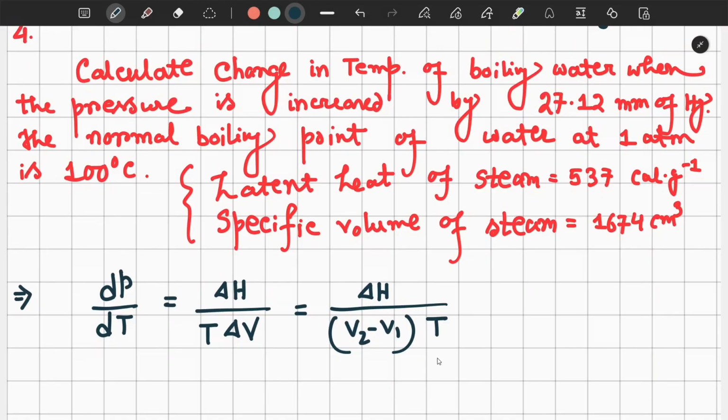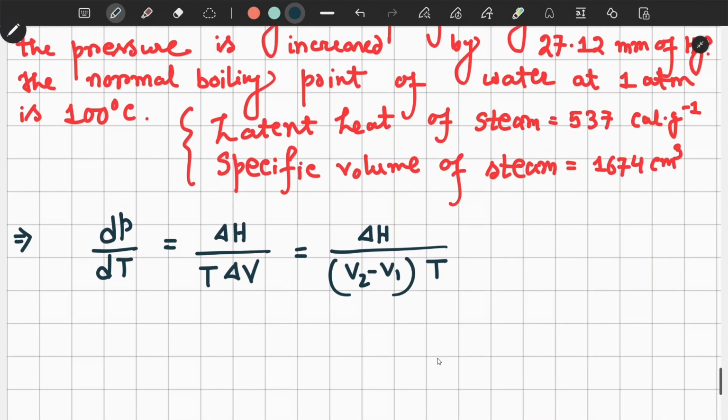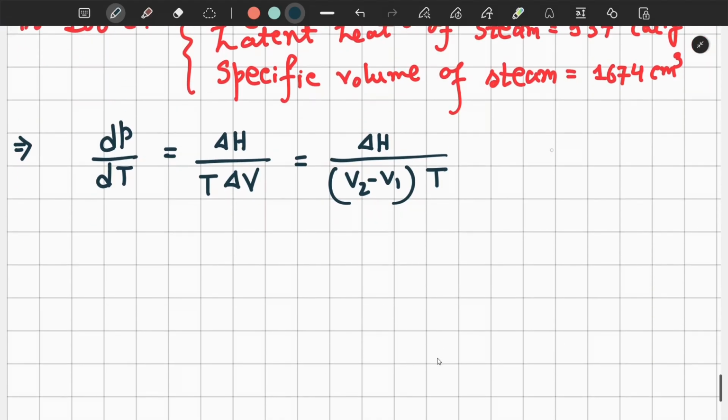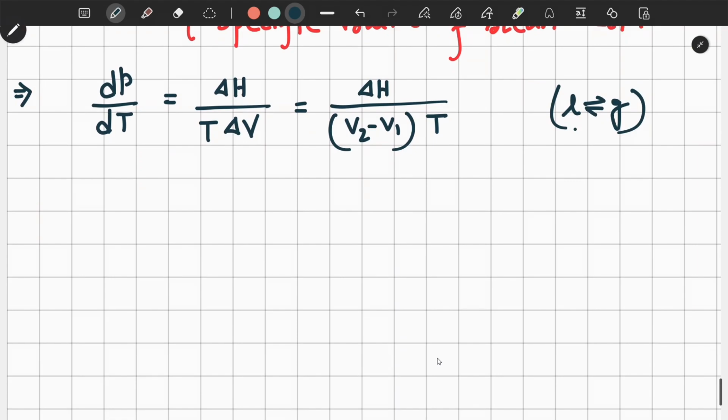So they ask the change in temperature of boiling water when the pressure is increased. So the reverse one again. Normal boiling point, you know. So here also liquid to gas because boiling is considered. So from here you can write dT equals V gas minus V liquid divided by delta H into T, dP. Sorry.